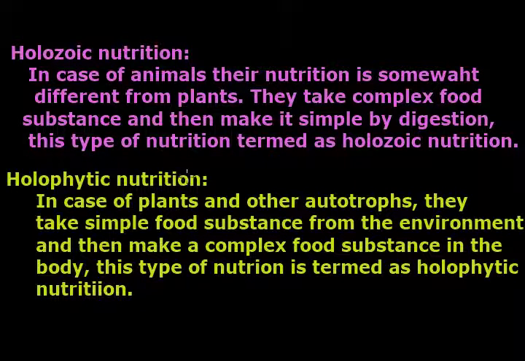And holophytic nutrition is completely different. As we know, plants, the autotrophic organisms, can make their own food. They acquire simpler materials, organic or inorganic, from the environment. Like the plant body, for photosynthesis, they need water, carbon dioxide and sunlight, and these are very simple substances. The plant body acquires these things, and inside their leaves, which are known as the kitchen of the plant body, they make a complex food substance. So this type of nutrition, in which a complex food product is formed from simpler substances, is known as holophytic nutrition.